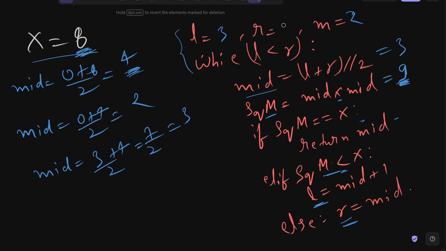So the right will become mid, that is 3. And the mid is now actually (3+2)/2, so it will become 3. And at this point we can see that L and R are actually equal, so L is not less than R anymore, so this particular binary search will stop.